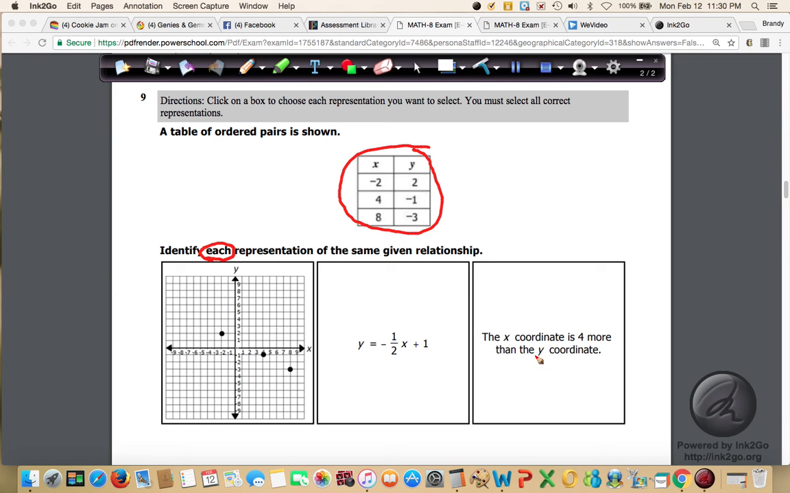Finally, they give you some words. So I'm going to help you with this because I think this one right here is probably the most difficult. It says the x-coordinate is 4 more than the y-coordinate. So let's write this exactly like it's written, but we're going to do it in math. X-coordinate, so we have x, is, that's your equal sign, 4 more than the y-coordinate. Now, if you remember from last year, when it says more than, you got to flip it, right? So the y is going to come first, and then you're going to add 4.